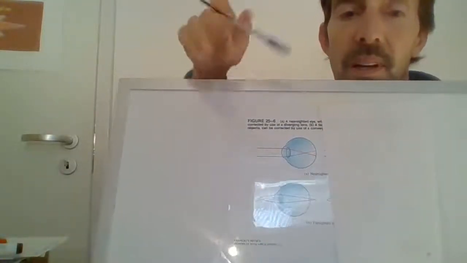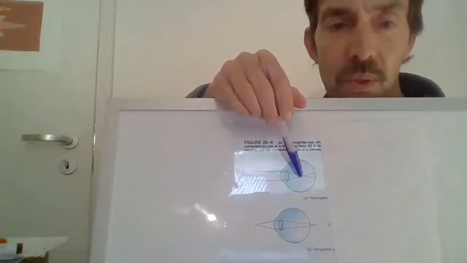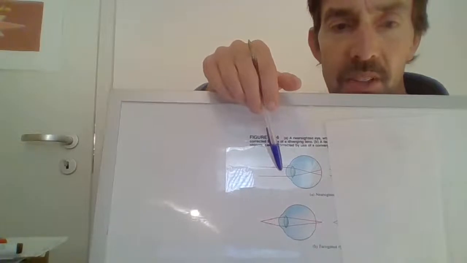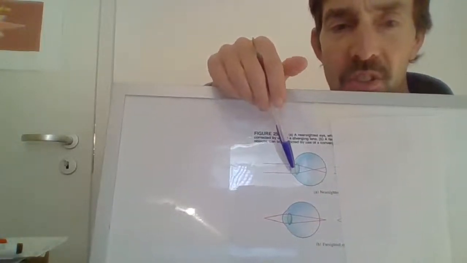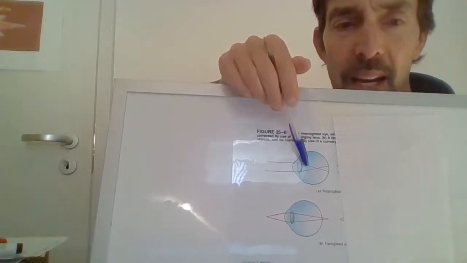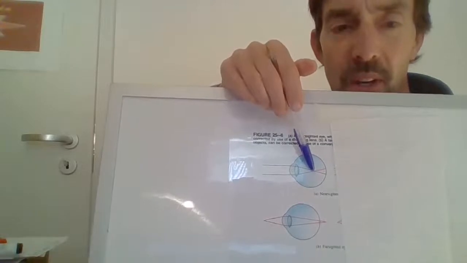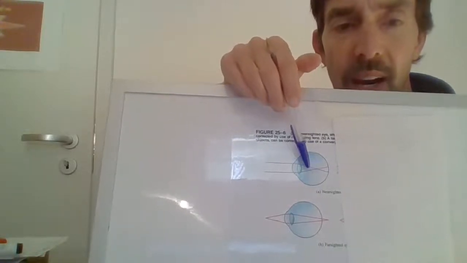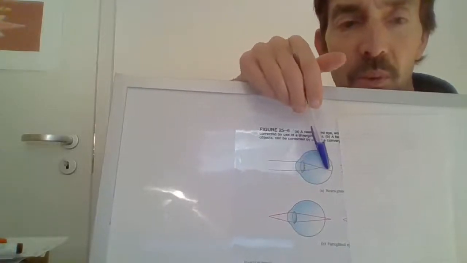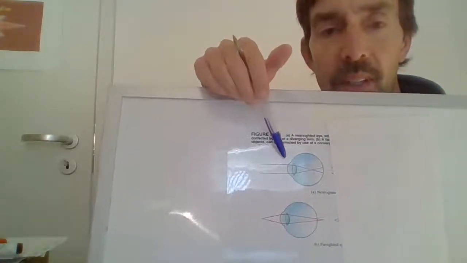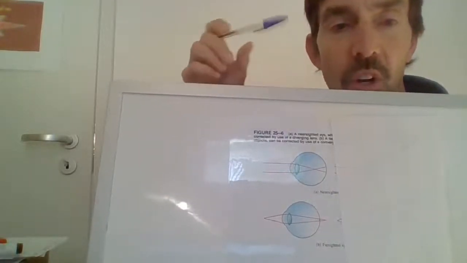What could we do? Look at this top one. What kind of lens could we use here? We've got to put a lens in front of this, like glasses. And we need the rays to do what? To spread out more. They're meeting too early, too near the lens. So how can I make the rays spread out more? What sort of lens did we learn spreads out rays? What kind of lens am I going to have to put in front of this eye to solve the problem?